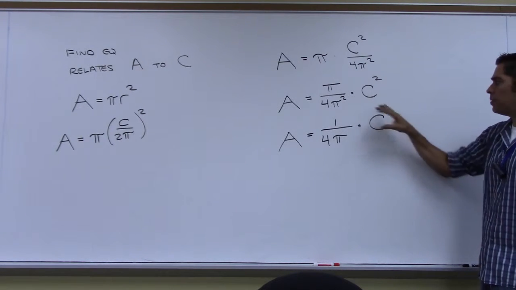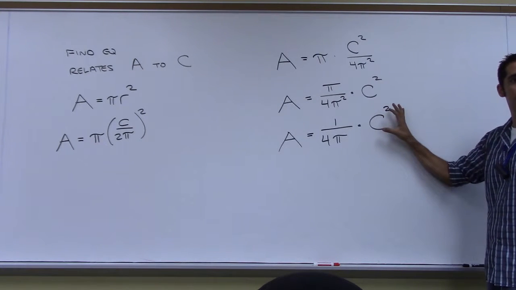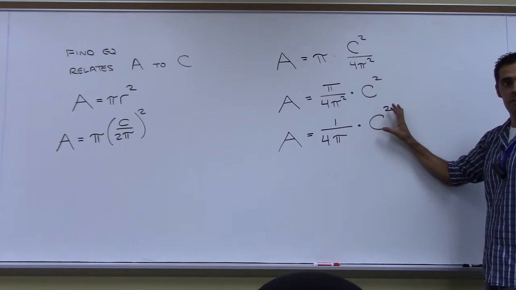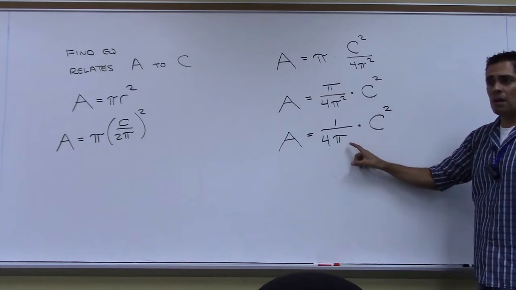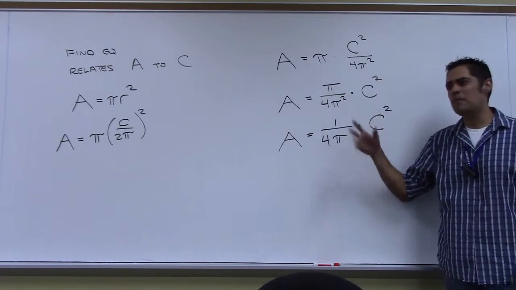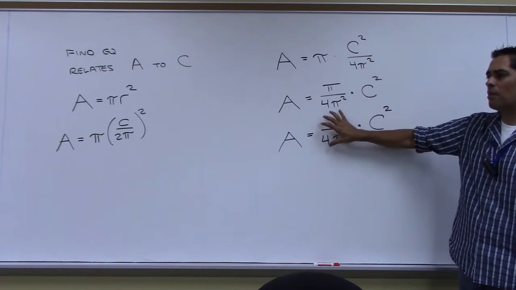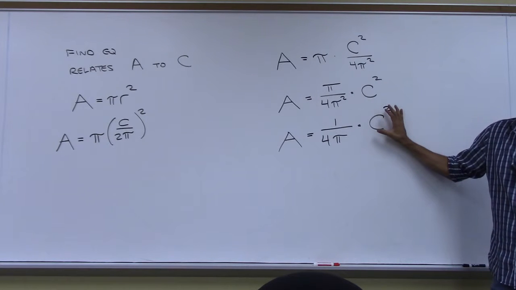Why am I choosing to put the C out here? Someone tell me why I'm doing that. We're not going to solve for C. We're going to take the derivative, right? And 1 over 4 pi is a constant. It's just going to come along for the ride. If I put the C squared on top, then you might start thinking quotient rule, and you don't need all that. This is just a number out in front of C squared. And the derivative of C squared is going to be easy for us to get. Make sense?